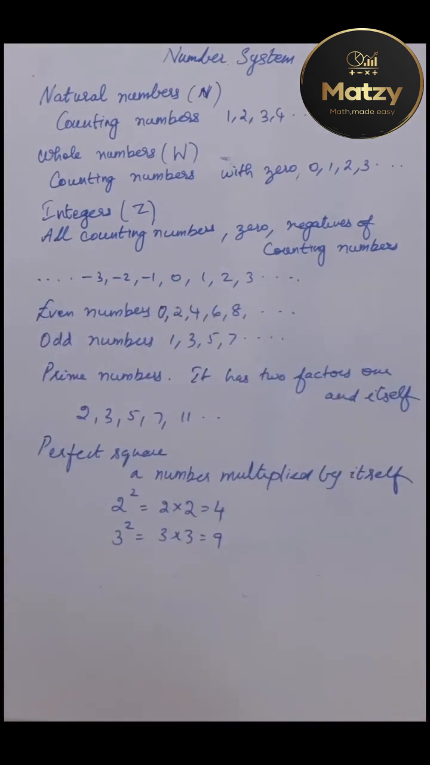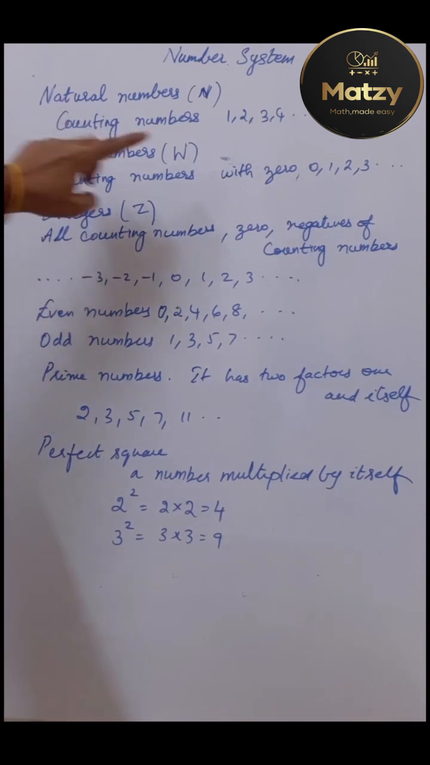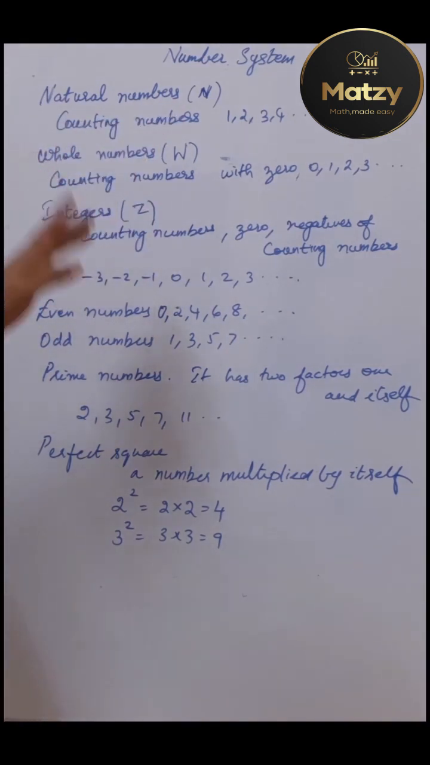I'll explain some types of numbers first. First, natural numbers. Natural numbers are denoted by capital N. They are counting numbers. So it starts from 1, 2, 3, 4 like that. It goes on continuously. Whole numbers include all the counting numbers with 0. Whole numbers are always denoted by capital W.